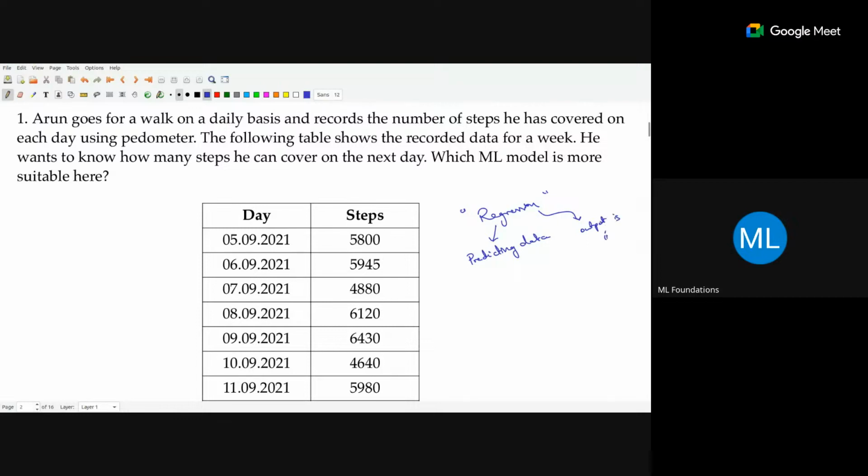the output is real. If you see here, the number of steps is your data: 5,800, 5,945, 4,880. These are all real numbers, numerical numbers, right? So if you want to predict something, and if your outcome prediction is real or continuous, you can use this regression model. So that's where regression fits.